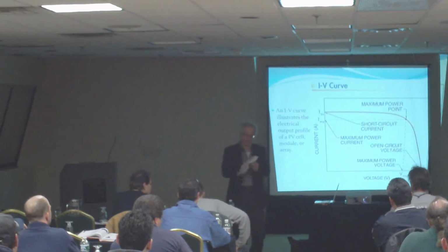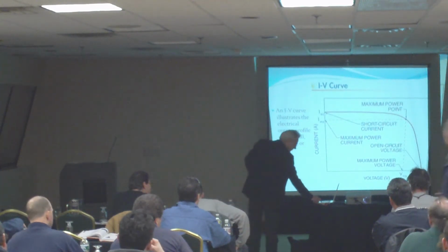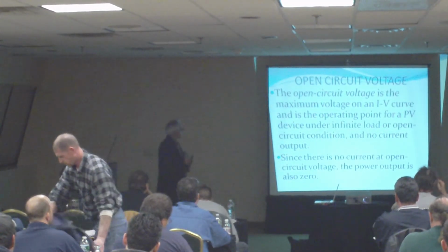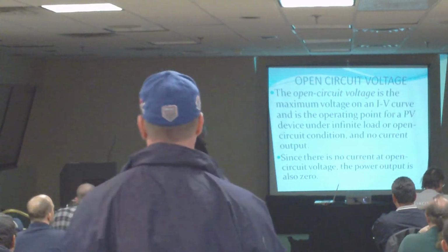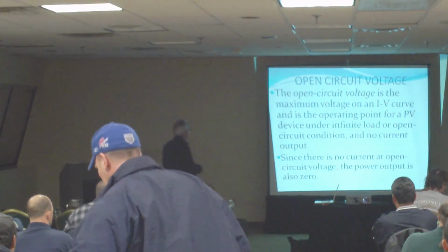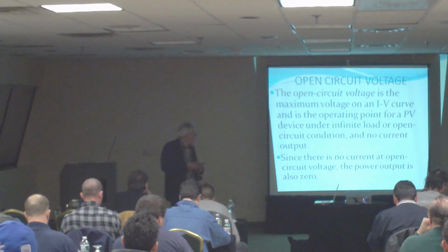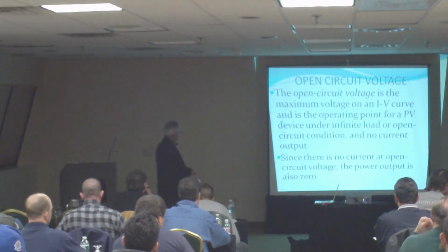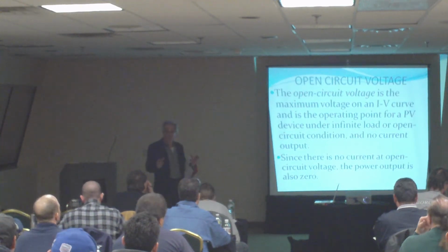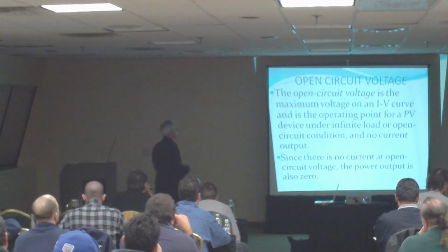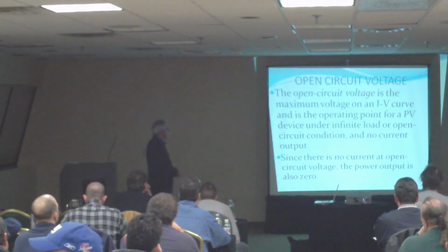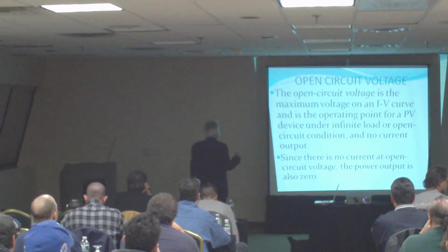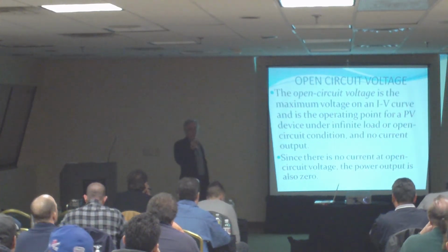So if you look at your book in here, the open circuit voltage is the maximum voltage on the curve. It actually defines the operating curve point for a device under an infinite load, open circuit condition, no current. Since you have no current, the power at that point is zero. So the open circuit voltage is the maximum point voltage that you will get.